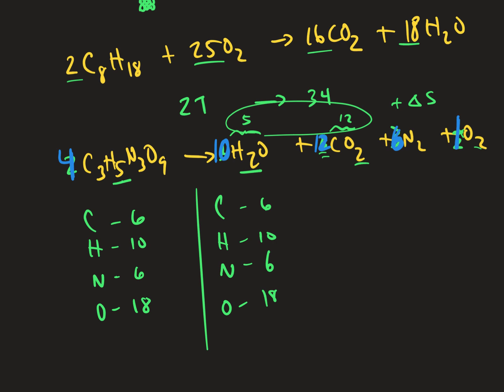So how many particles do we have on the left side? Just 4. And we have a whole lot on the right side. So is this a negative or positive delta S? Does it go toward increasing disorder or decreasing disorder? Increasing, so it's positive delta S. Are we good?